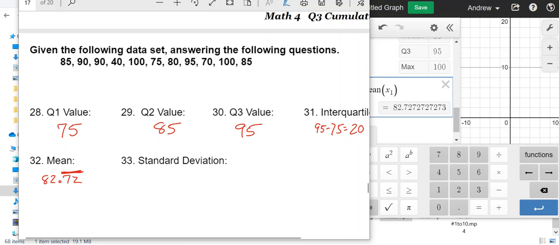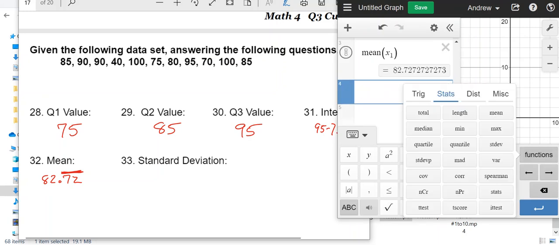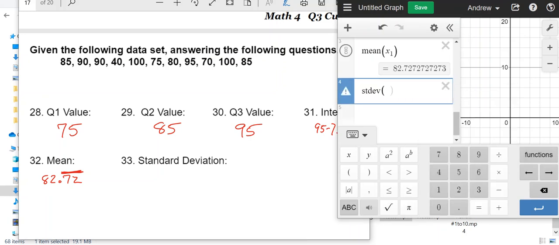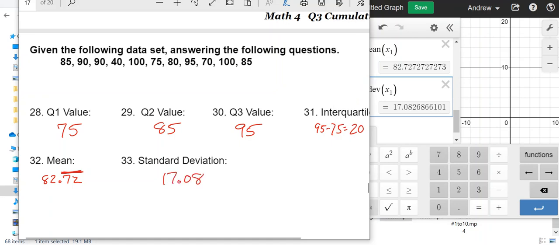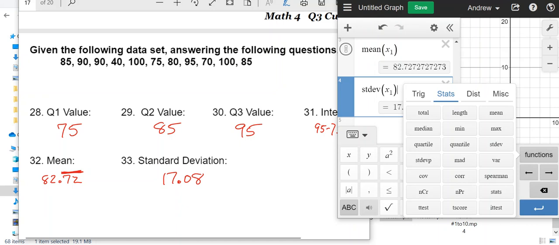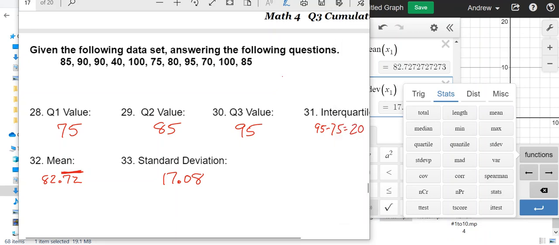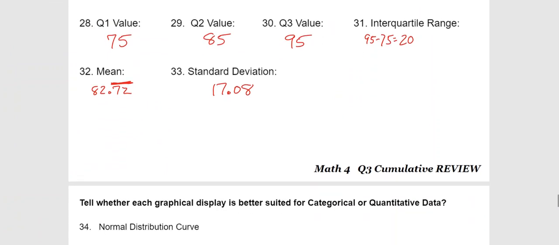And then standard deviation of x sub 1 is 17.08, yada, yada, yada. All right, so there are your numbers there, which, like I say, all of this under functions and stats. And that's what it was, stats gave me all of the quartiles at the same time. All right, so there's those. That was quick.